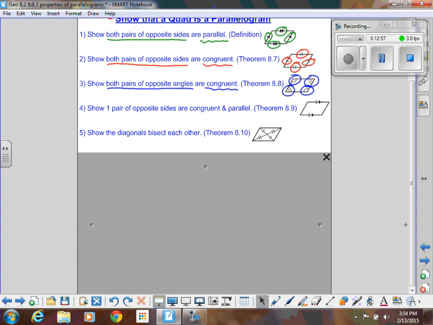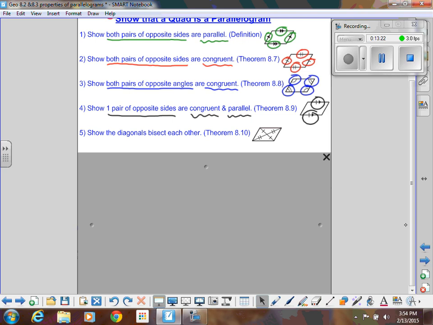Now in this 4th one, I have 1 pair of opposite sides, and it's doing 2 things. It's being congruent and parallel. So I have the congruent symbol and the parallel symbol. If I know that just the same pair of opposite sides is both congruent and parallel, then it is a parallelogram. I don't have to know anything about that other pair of opposite sides.